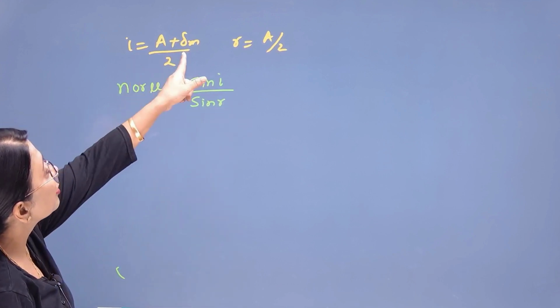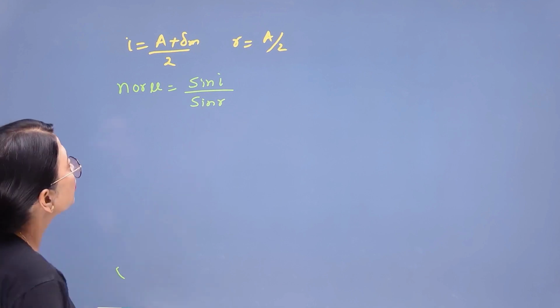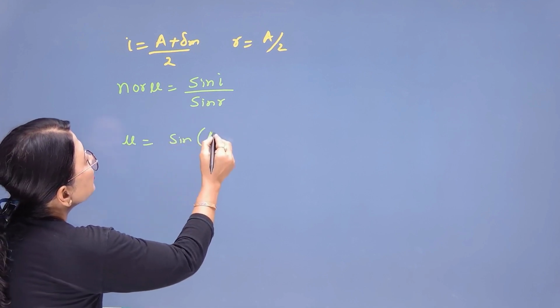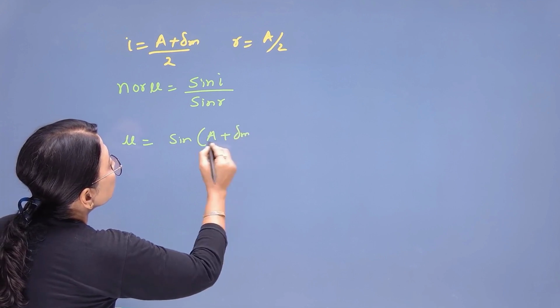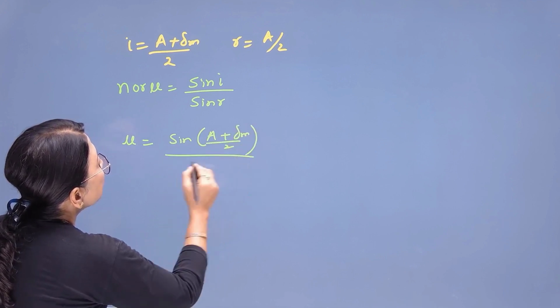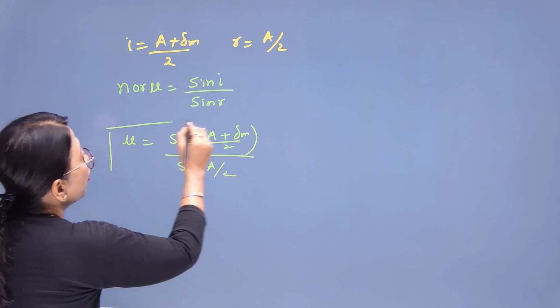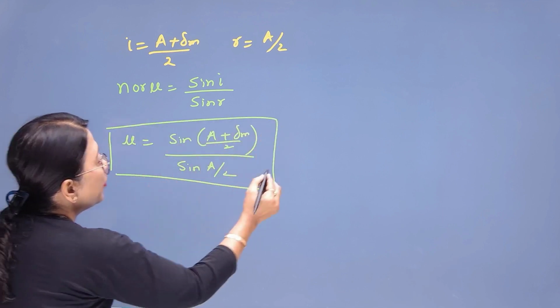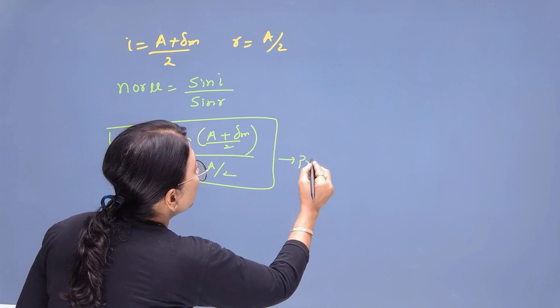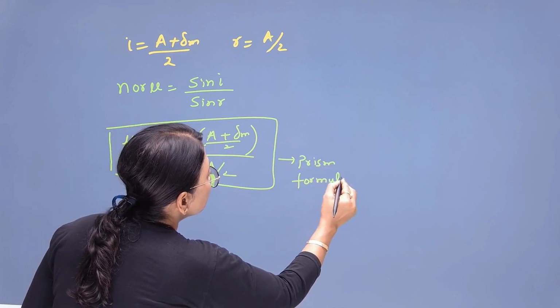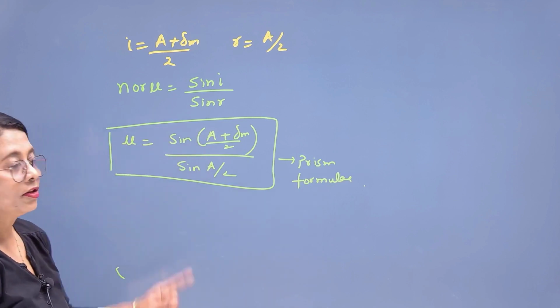And we know that I is how much? This, and R we are going to put. So we can write this mu as sin of A plus del M by 2, divided by sin A by 2. And this formula is called as what? The Prism formula. इस formula को क्या कहते हैं? It's called as the Prism formula. A very important formula for the numericals. Got it? So this is the Prism formula.